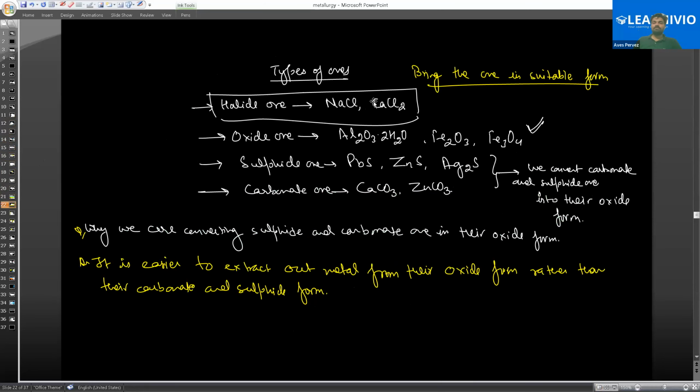Now, note this one down, fast. Halide ore: NaCl, CaCl2. Oxide ore: Al2O3.2H2O. Sulfide ore: PbS, ZnS, Ag2S. Carbonate ore: CaCO3. Using carbon. Do it first.